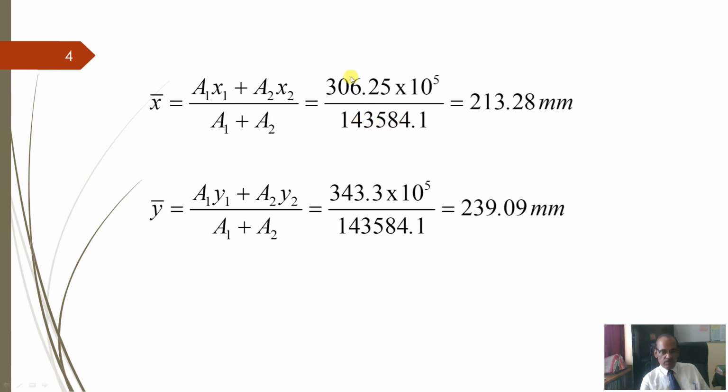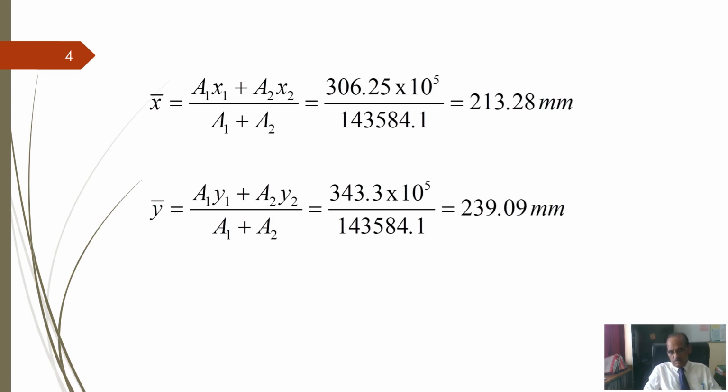143,584.1. If you calculate this, you will get x coordinate 213.28 mm. Similarly, for y coordinate, this area will remain as it is, A1 y1 minus A2 y2, you will get 343.3 into 10 raised to 5. You find out this on your calculator, you will get y coordinate is 239.09 mm.